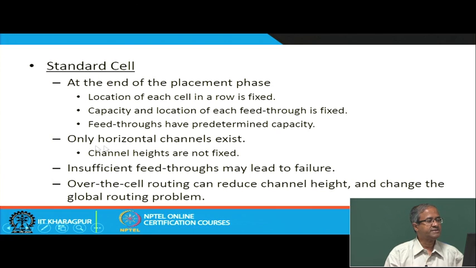And for standard cell there are no vertical channels, only horizontal channels, and again you can move the rows so that heights can be adjusted. So, as I had mentioned, if feed throughs are not sufficient, routing might fail, and over the cell routing is a method which we shall be discussing later, which can be used to further reduce the channel height.